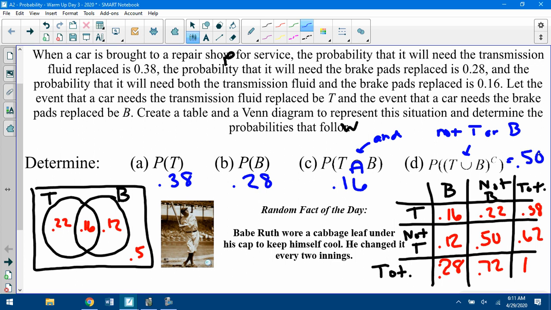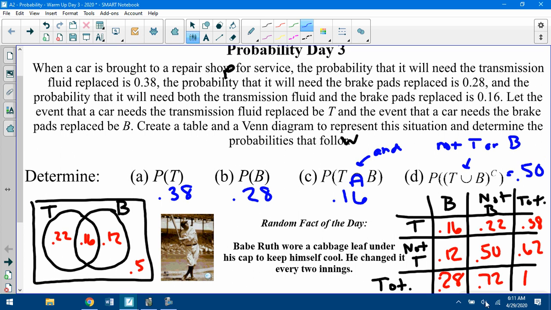All right, so again, generally I'm not going to make you do both of those, but you should be comfortable doing them in case they specify. But if you have a choice, I go table every time.